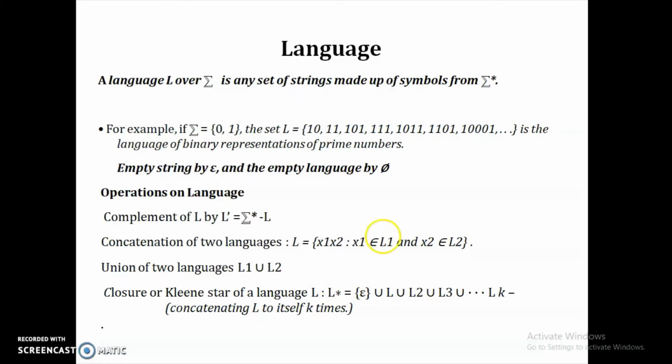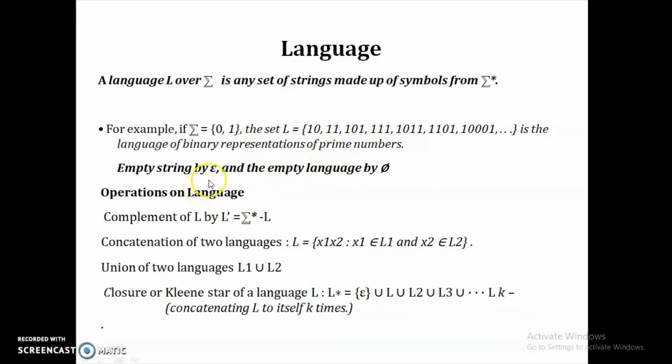So a language L, which is representing all the prime numbers in binary form, is given in this example. Here we are creating 10, 11, 101. These are the set of strings formed for this set L, and when you find the decimal equivalent, it is 2, 3, 5, 7, 11 like that. Okay, so all these strings are formed by either 0 or 1. To find the string, we need some operations on language. So let's see them one by one.